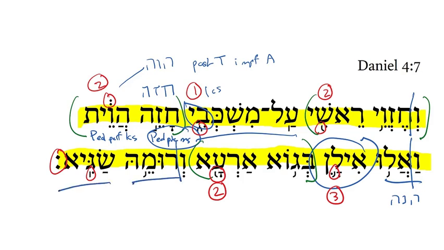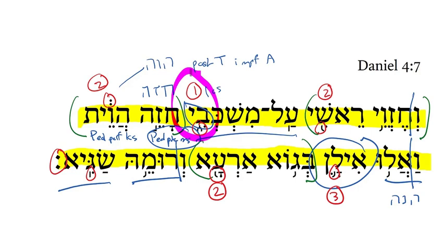Okay, now why did I want to point out all these accent marks? Well, it's because the accents are driving us towards a certain interpretation. Placing the major pause right here is, and the visions of my head upon my bed, I was seeing, and behold, a tree was in the midst of the earth, and its height was great.